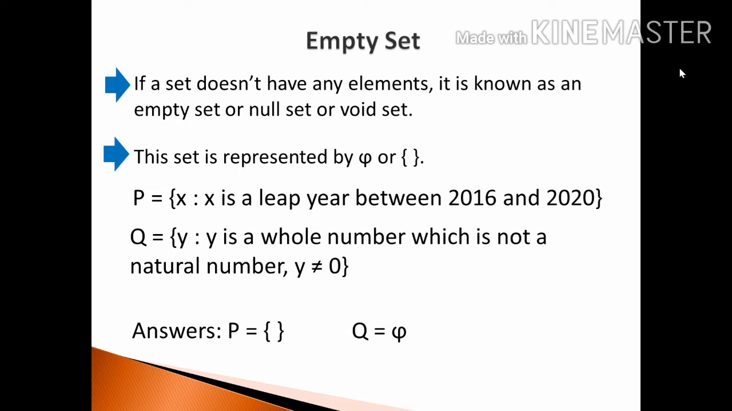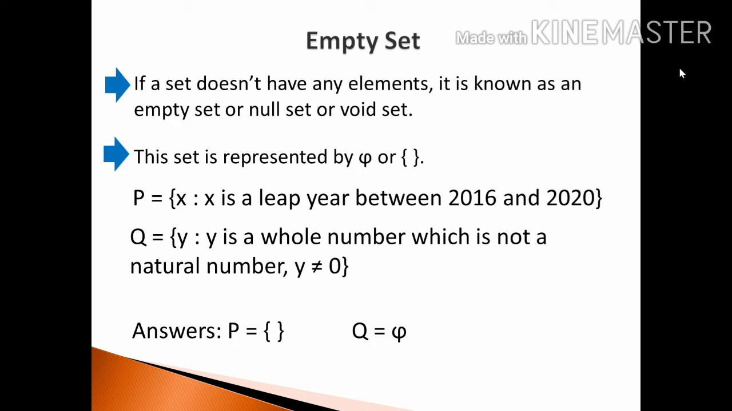How? When we say leap year, these are the years that are both multiples and divisible by 4. 2016 and 2020 are both multiples and divisible by 4. So therefore, these are the two leap years. However, those years 2017, 2018, and 2019 are not multiples or divisible by 4. Hence, P is an empty set.